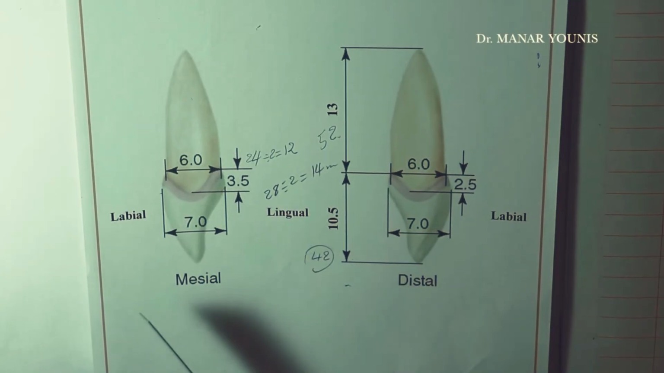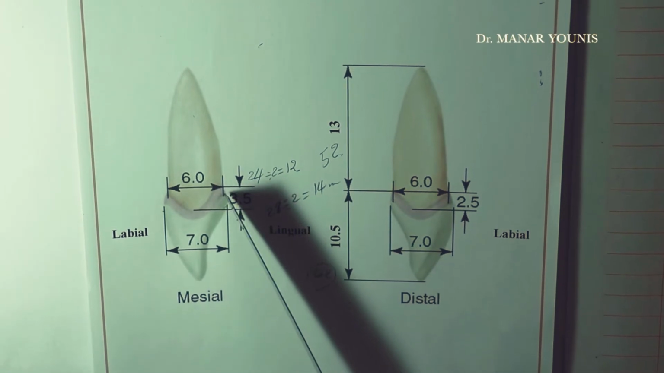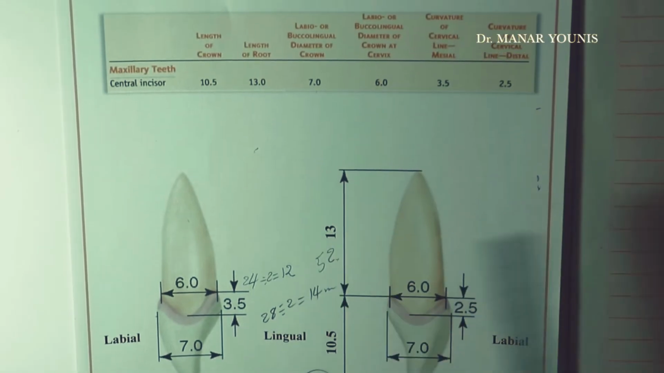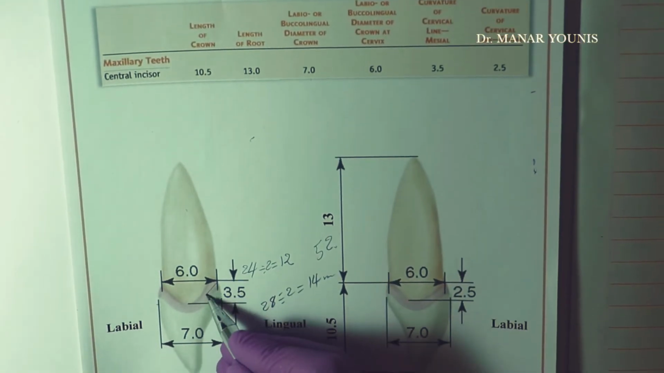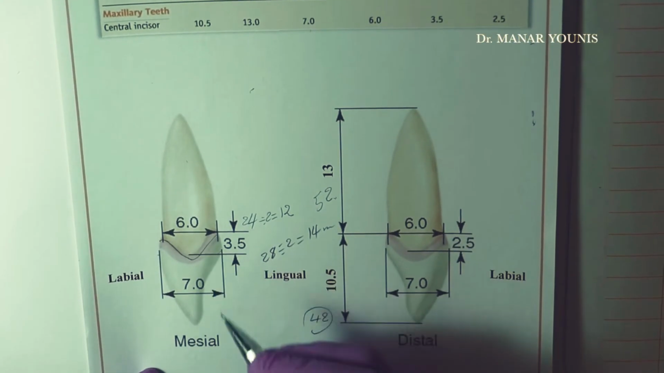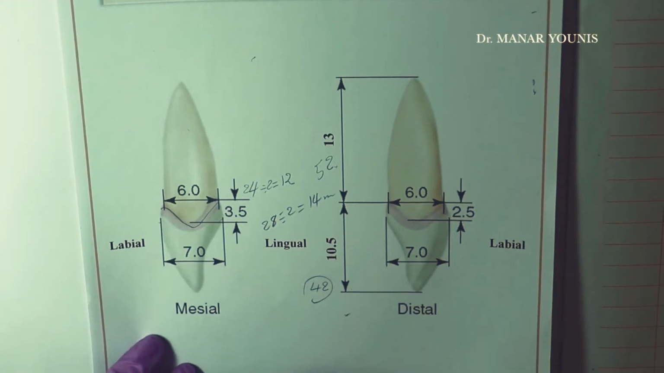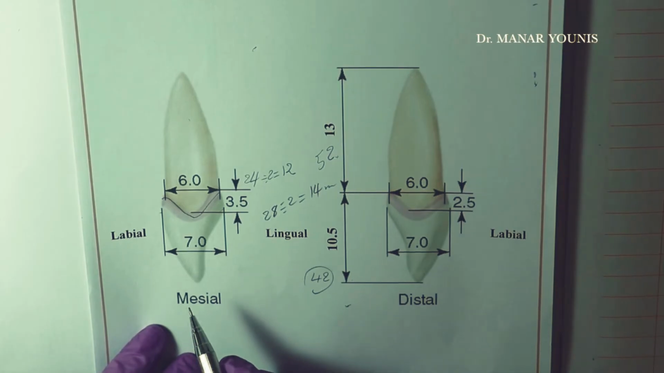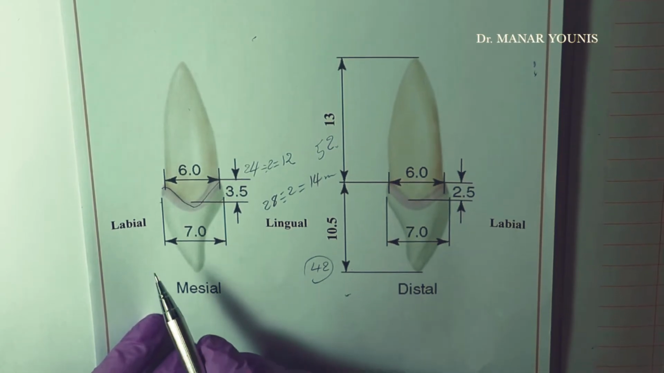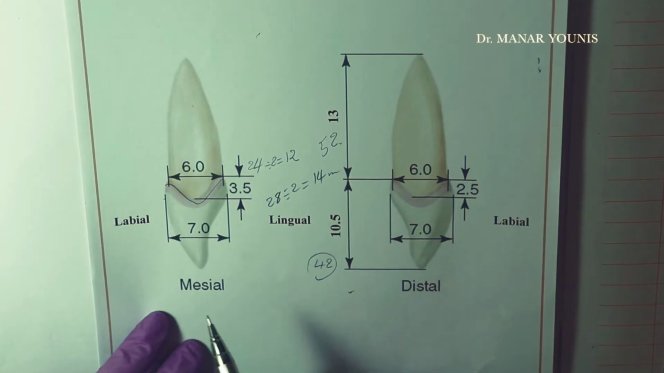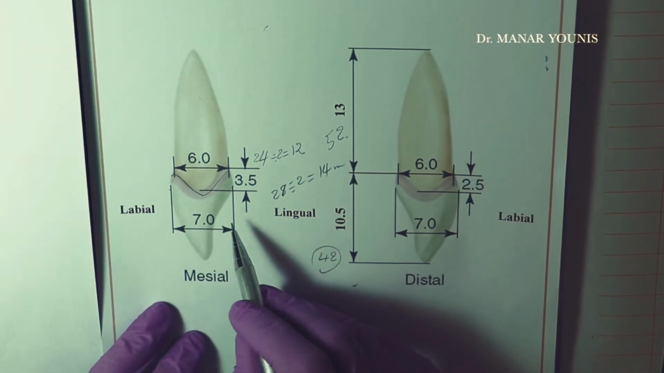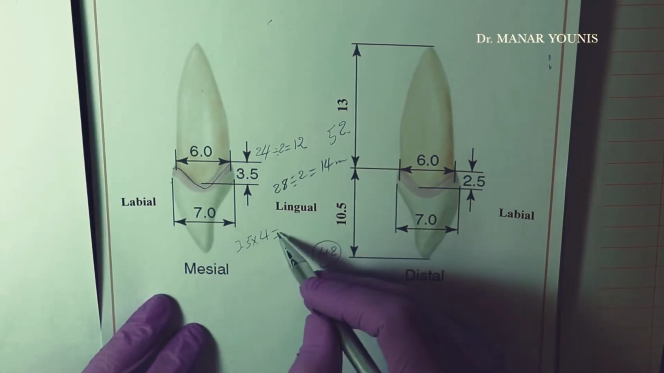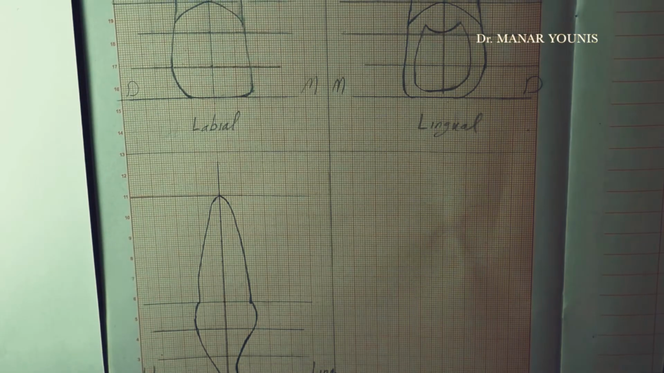Finally, to complete the mesial aspect, I will draw the curvature of the cervical line mesially. The curvature of the cervical line, as you studied in the lecture, is 3.5 millimeter, which is the greatest of any upper tooth in the mouth, and it is one of the characteristic features of maxillary central incisor. The magnification factor is 4. 3.5 multiplied by 4 equals 14 millimeter.